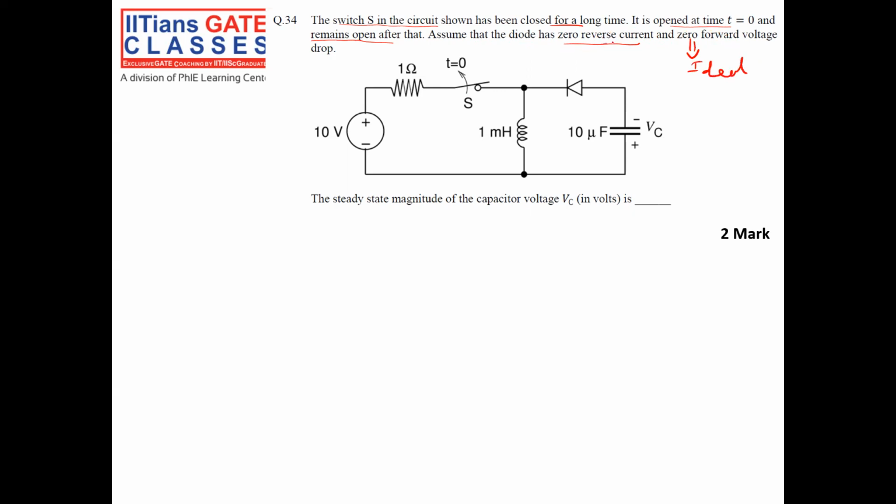In reverse bias, current is 0. In forward bias, voltage drop is 0. It's an ideal diode. Okay. In this condition, what is the steady state magnitude of voltage comparator VC?